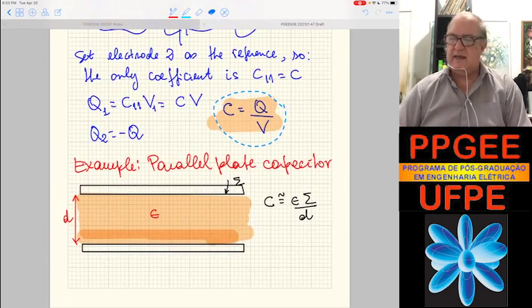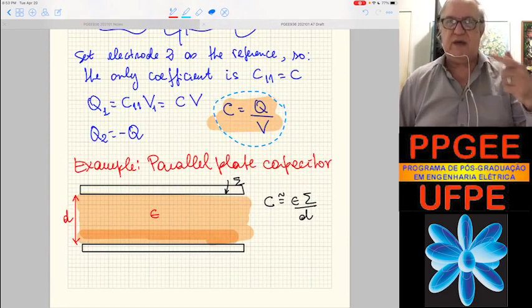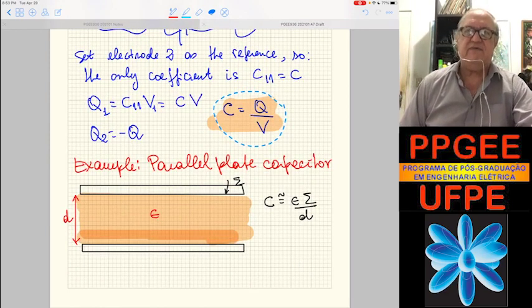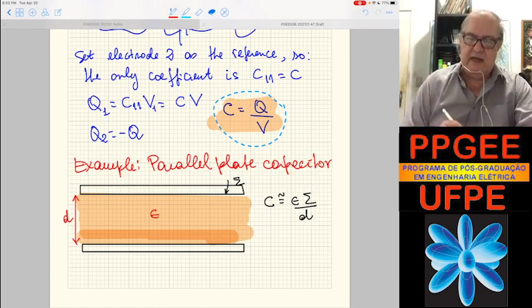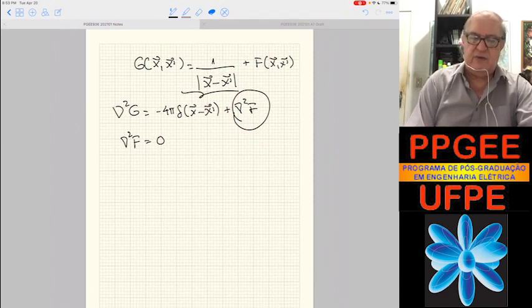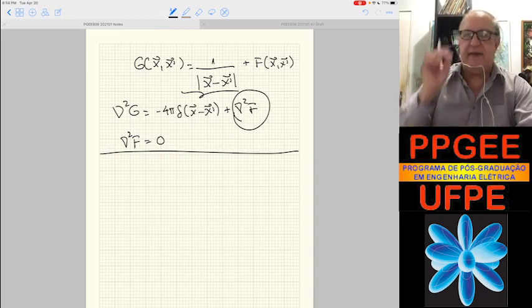I'll give you some examples for you to calculate some of the capacitances as boundary value problems. Here, to calculate the capacitance of a system, I'm going to outline the procedure. I'm going to leave for you to calculate those capacitances that I have in my class notes.